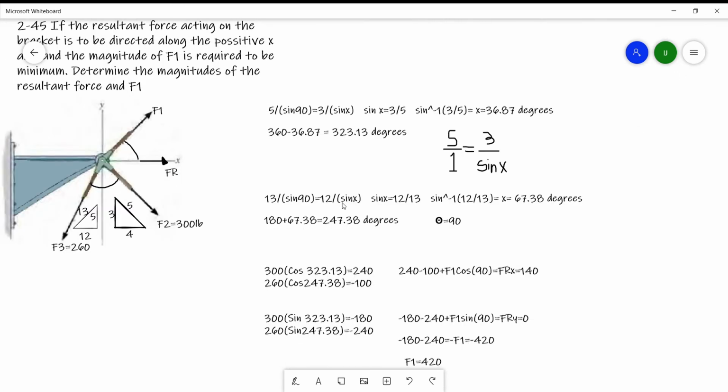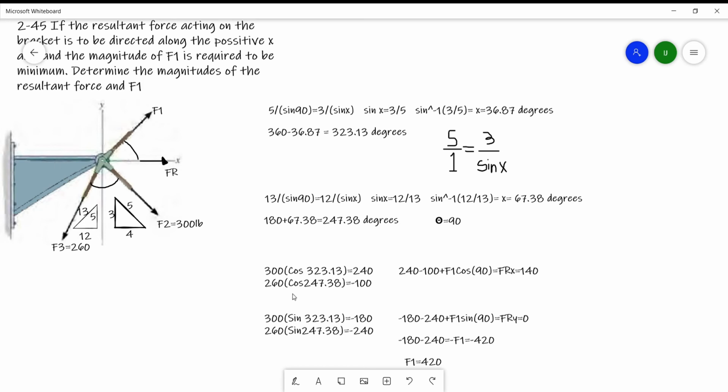To continue, here I have my force of 300 pounds, which is going to be multiplied by the cos of the angle that I got. It's going to be equal to 240, which is the equivalent of the X force being applied, well, the force being applied on the axis of X.